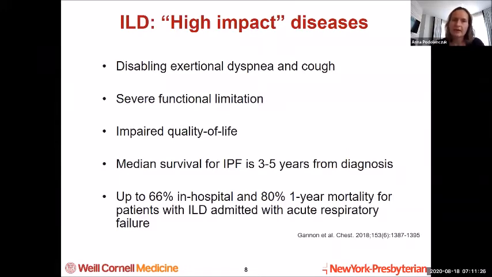Most of our patients, once they're diagnosed, present and develop disabling exertional dyspnea and cough. They have severe functional limitation. Most of these diseases are progressive. So even if they have mild symptoms at diagnosis, oftentimes over a relatively short period of time, they can develop really disabling symptoms. They have impaired quality of life. And the median survival for IPF, which is, again, one of the types of interstitial lung diseases, is still really 3 to 5 years from diagnosis, which is worse than that for many cancers.